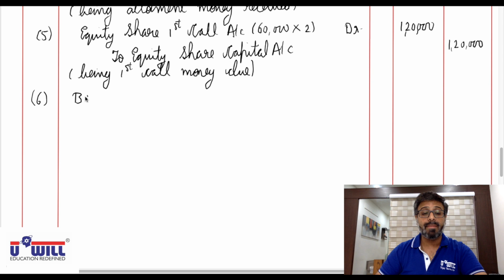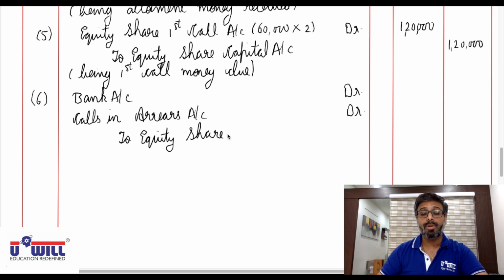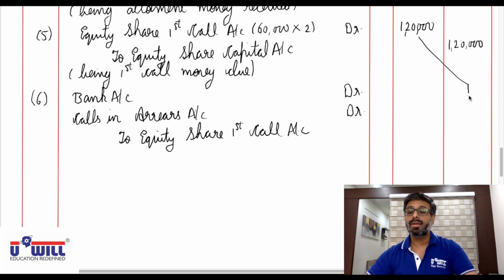So what combined entry will come? Whatever money is received, bank is the receiver, debit the receiver, bank account debit. Whatever money is not received is still receivable, debit the receivable. So calls in arrears account debit, and you will transfer it to equity share first call account. If there were calls in advance, then the entry would become bank account debit, calls in arrears account debit, and even calls in advance account debit to equity share first call account. Here first call account you will reverse and close with full amount 1,20,000.